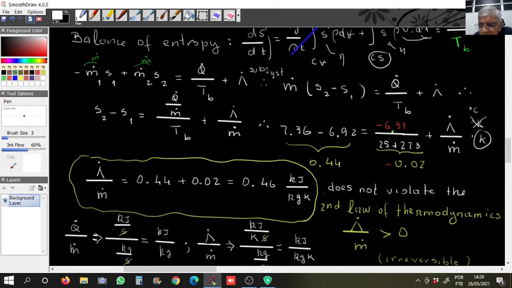Now this is my unknown, because I want to determine the rate of entropy generation. I just solve for this. This minus sign will be on the left-hand side as plus.